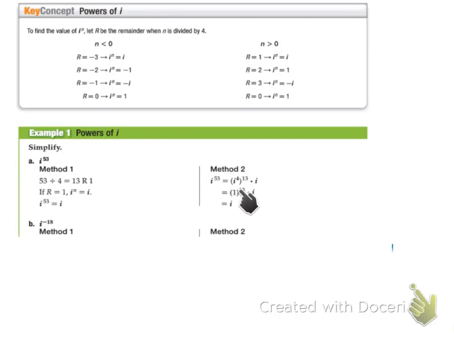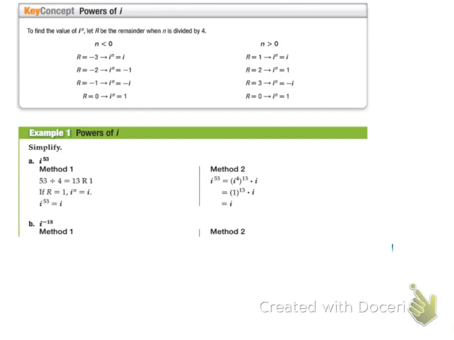Well, what's i to the 4th power? 1. And 1 to the 13th power? 1. 1 times i? i. It's the same thing. It's the same answer. 2 different methods. I don't care which one you use. Use the method that you feel more comfortable with, because both of them use the same pattern.